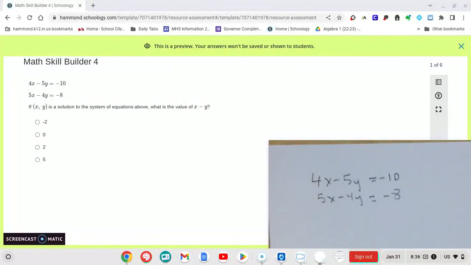So we take a look at this first problem. It's a system of linear equations. And we're given the two equations and told that if the ordered pair xy is a solution to the system, what is the value of x minus y?